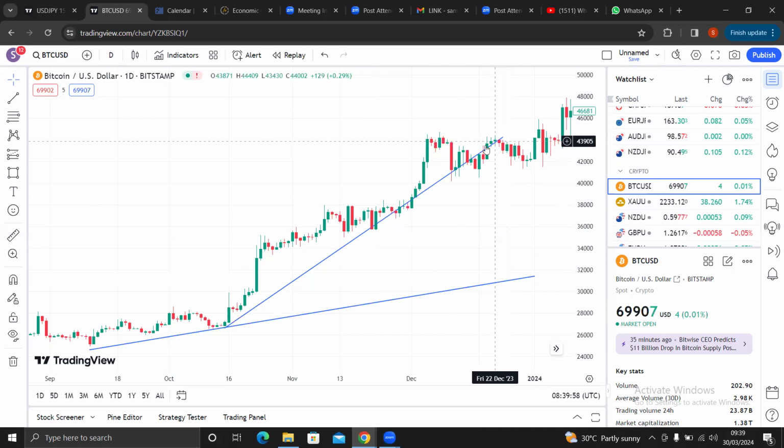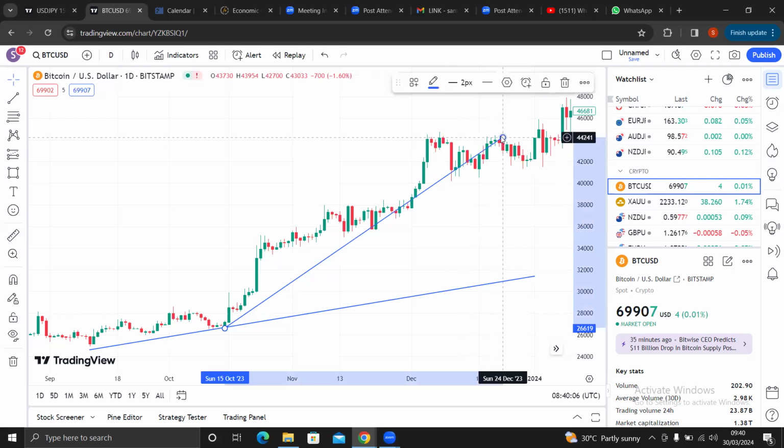So you can't do trend line like that and expect to win in the market. You will lose. This is wrong. Your trend line is cutting across the body. This is not accurate.